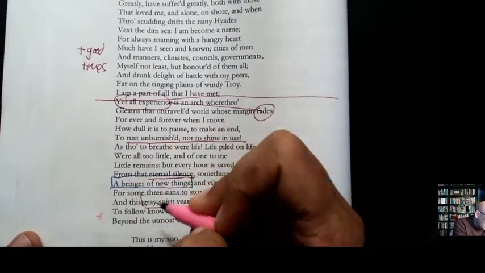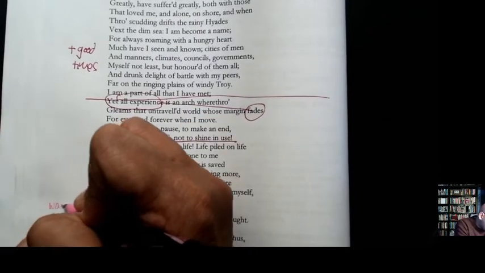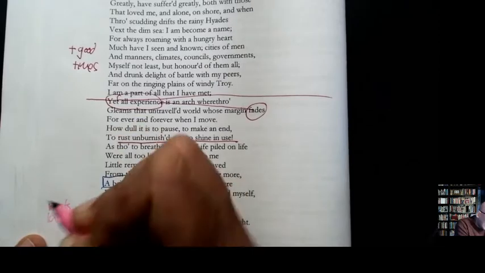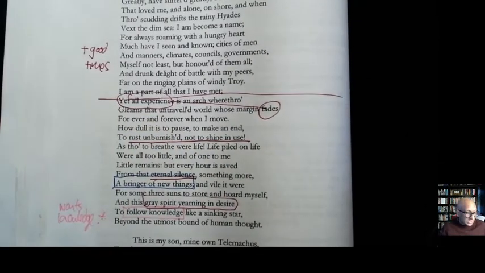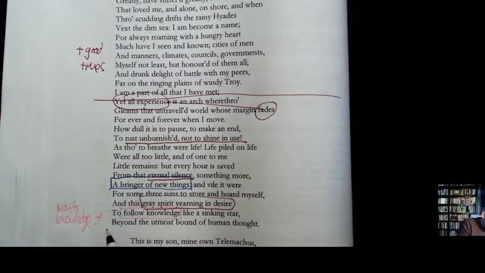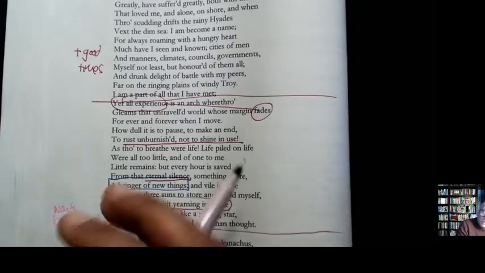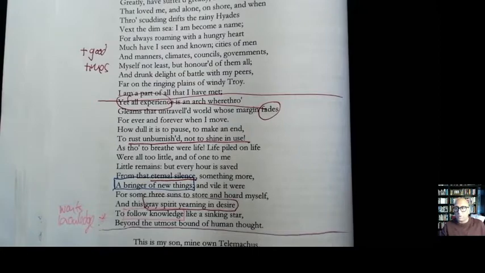So he wants something. He wants knowledge. He wants to be useful. He doesn't want to sit idle with these people he doesn't care about. So let's just put a line here. Stanza breaks are often good places to show that there's a shift or a volta here.